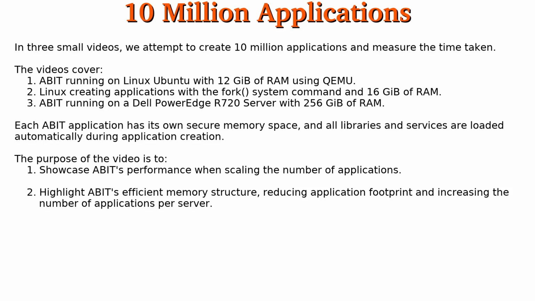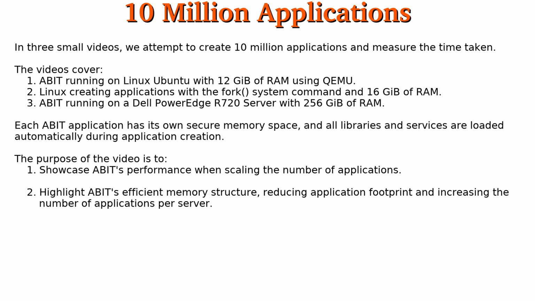In 3 small videos, we attempt to create 10 million applications and measure the time taken. The videos cover 1. A bit running on Linux Ubuntu with 12 GB of RAM using QEMU. 2. Linux creating applications with the fork system command and 16 GB of RAM. And 3. A bit running on a Dell PowerEdge R720 server with 256 GB of RAM.